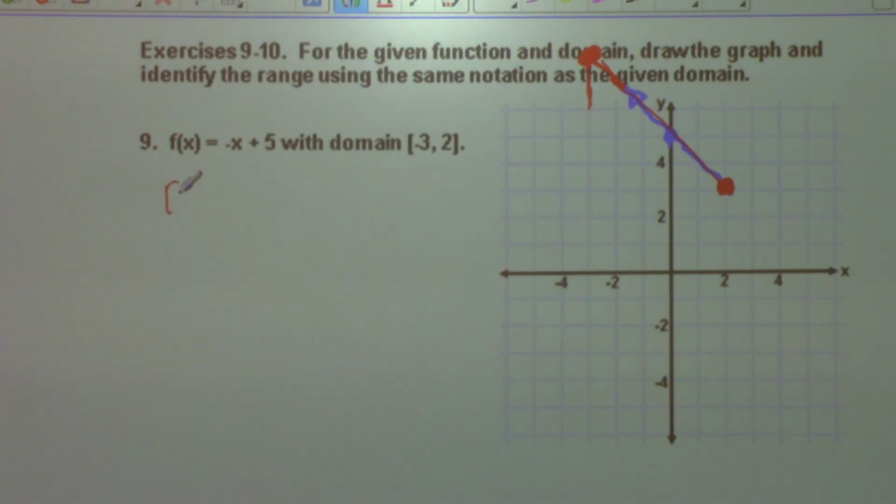And so what is our range going to be? 3. So bracket 3 or parentheses 3? Bracket 3, comma, and then what is the y value to that? It's -3. What can you do? You can just plug in -3 to this, can't you? So what is f of -3? Well, it's going to be -3, right? Plus 5, which is 8. So it should be 8.